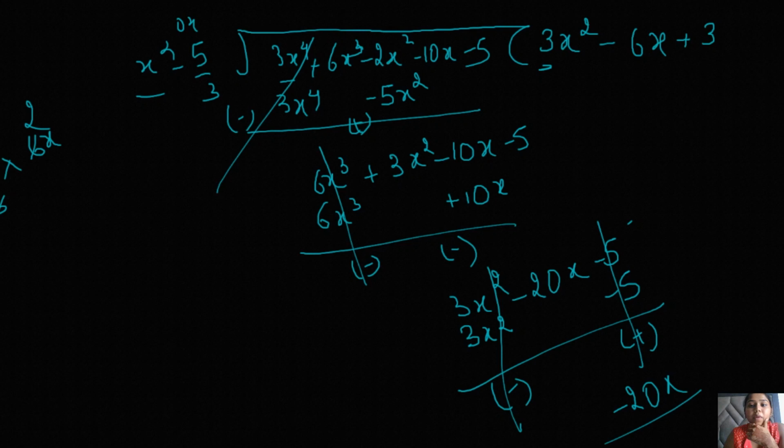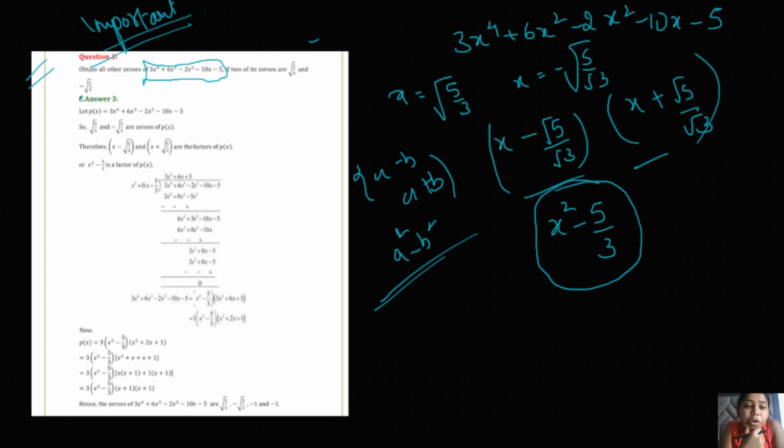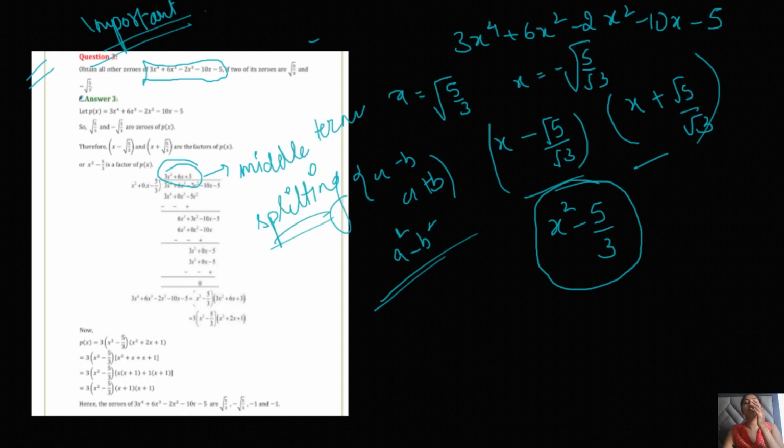This is how you can do this, and after you get 0 as the remainder, what you will do is take the quotient and solve it with middle term splitting to get more zeros. Whenever you get 0 as your remainder, you will always just use this quotient for the middle term splitting. Yeah, have a look here.